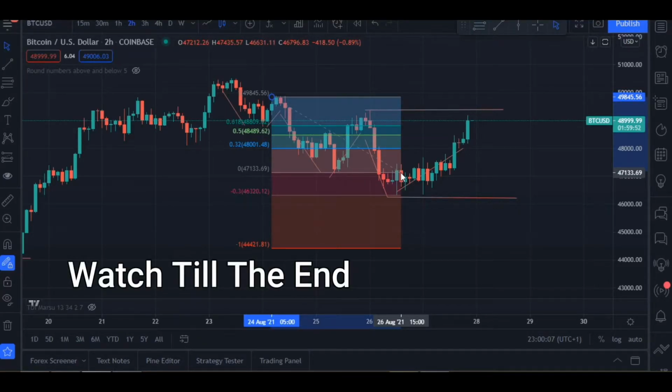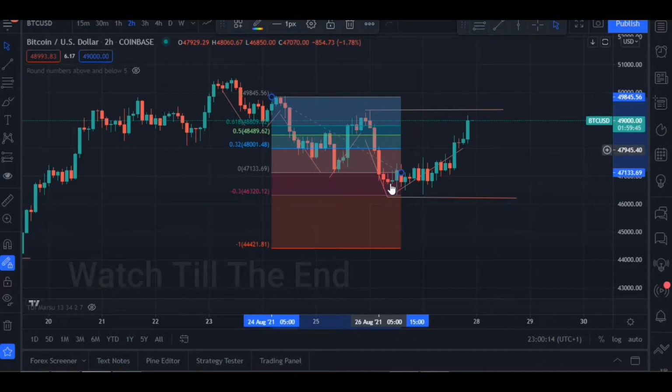You can see exactly around the 50 to 60 level the market started moving to the downside. You can also take this trade.